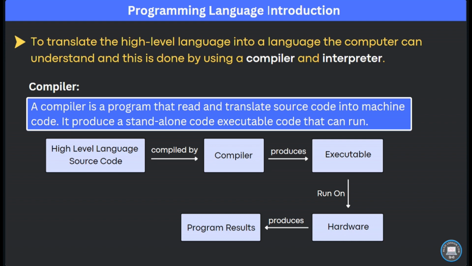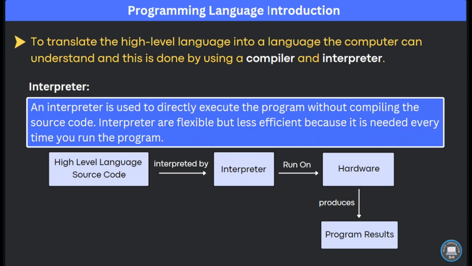Now let's see how an interpreter works. An interpreter is used to directly execute the program without compiling the source code. Interpreters are flexible but less efficient, because the interpreter is needed every time you run the program. It means that when you are using a compiler, you compile the program, create an executable file, and whenever you run the program, you don't need to compile it again and again. You can run the executable file directly.